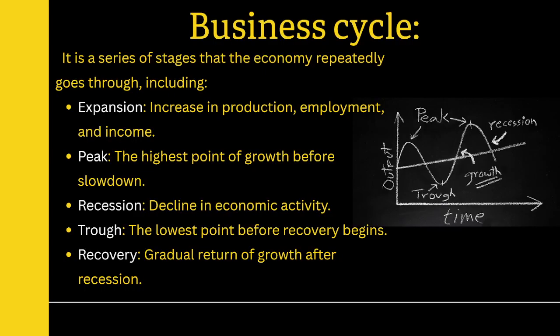Let's start by first talking about the business cycle. The business cycle is a series of stages that the economy repeatedly goes through, including number 1, expansion. Expansion is an increase in production, employment and income. After the expansion comes the peak. The peak is the highest point of growth before slowdown. So this is where everything peaks: production, employment, income, the financial markets. Everything reaches a top or a climax.